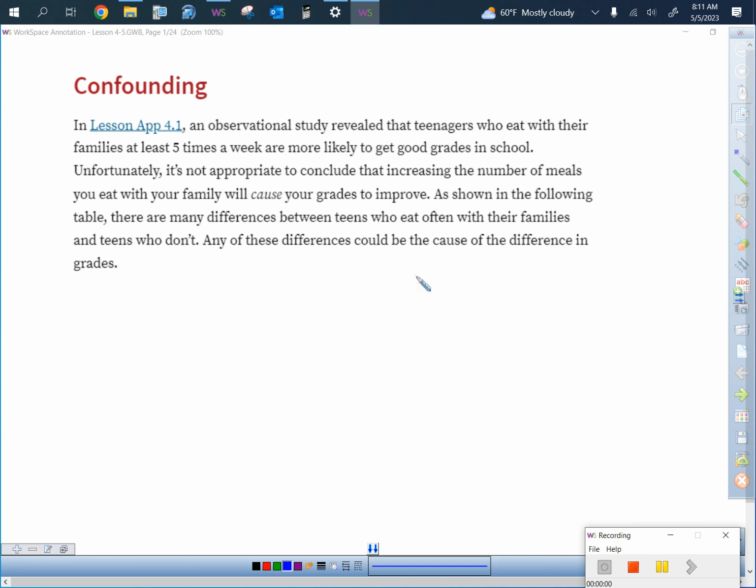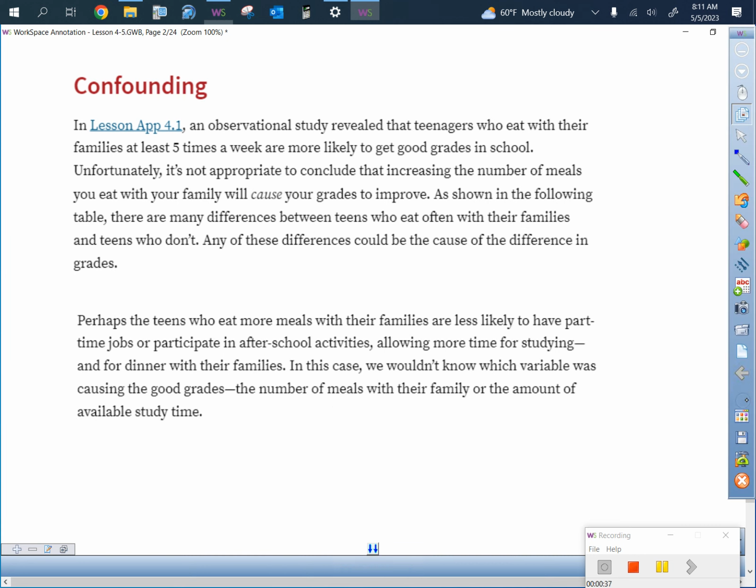Or 5, observational studies and experiments. The first one is called confounding. We've got our definition boxes that we'll fill out in a second, but here's one of the stories we talked about earlier this chapter. Remember when we revealed that teenagers who ate with their families at least 5 times a week are more likely to get good grades in school? It's not appropriate to say that just because you eat with your family more often, it will cause your grades to improve. There are other possibilities for why their grades were better. Maybe they're not involved in so many activities, all this stuff, but that's called confounding.